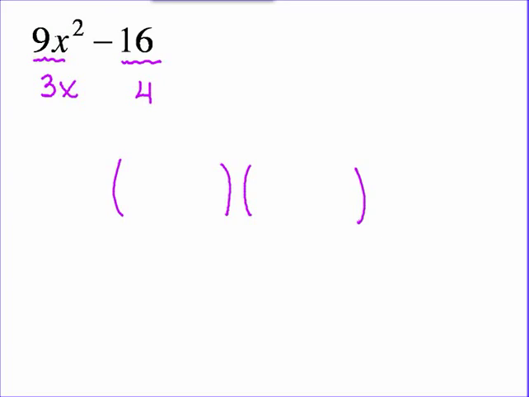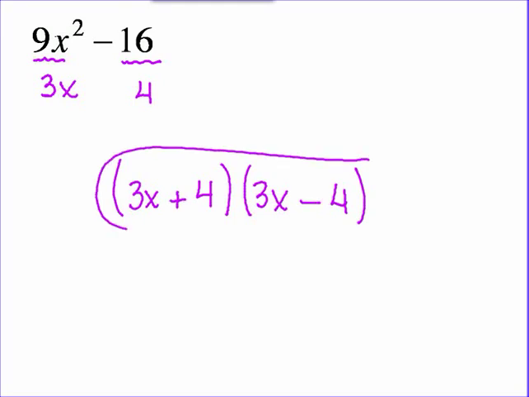And so if you remember what I do, since I have the 3x and the 4, I'm going to write those down in each set of parentheses. Does anybody remember what I do next? One is positive, one is what? Negative, and there you go. That's all there is to it. So when you have 2 terms, like in this case 9x squared and 16, you look to see if you can take something out. If you can't take anything out, you look for the difference of 2 squares.